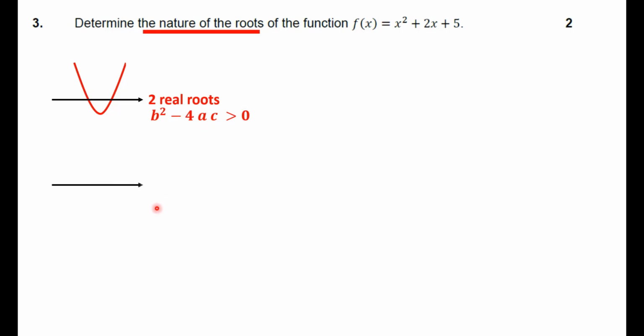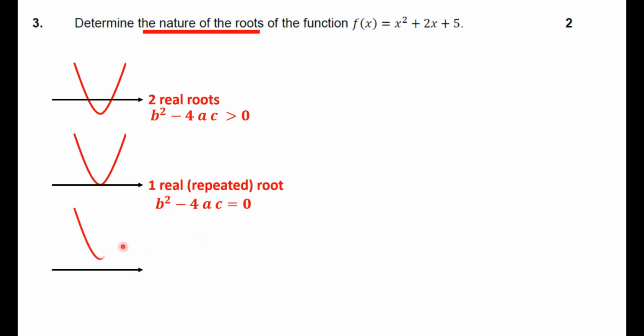But maybe it's like this. Maybe it comes down and just touches once. That means we have one real root. When does that happen? It happens when b squared minus 4ac equals 0. And here is the last possibility. It could come down and not touch the x-axis, which means there are no roots because it's not got down to the x-axis. So no real roots when this b squared minus 4ac is less than 0.